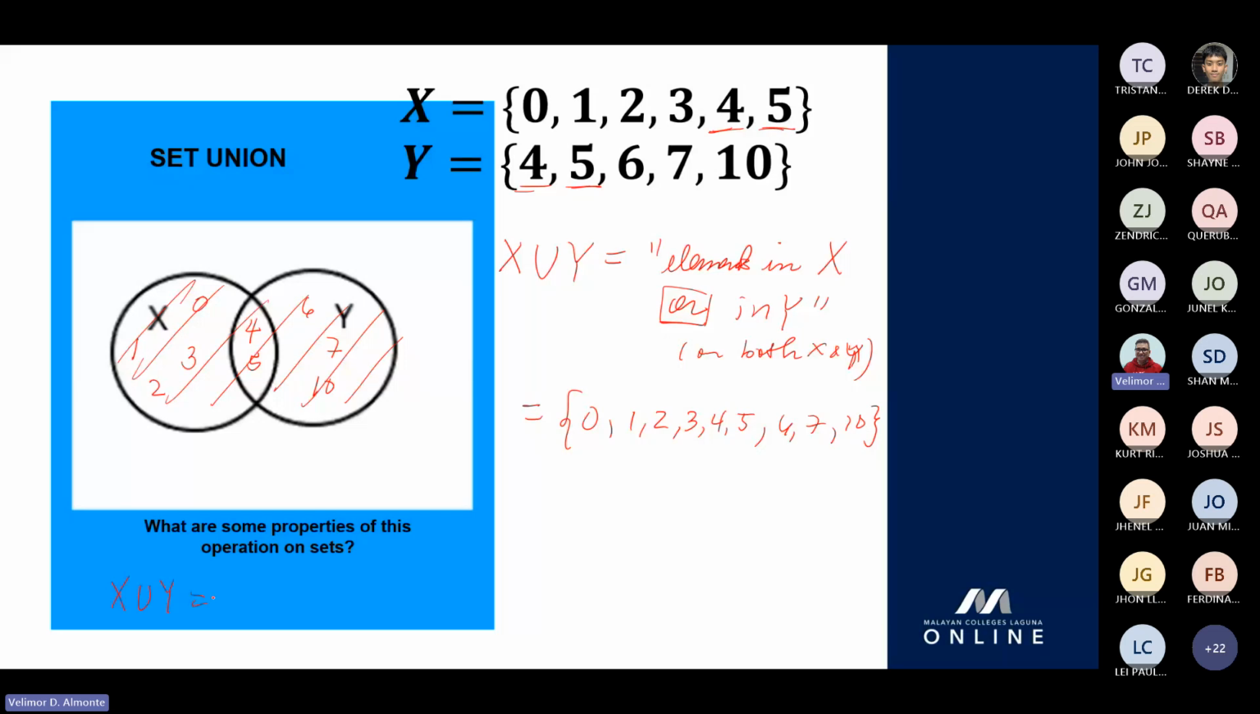Okay? Take note of this property: X union Y is equal to Y union X. The order does not matter. I can swap the roles and you'll give the same result. But also, one more property, number 2: the cardinality of X union Y is equal to the cardinality of X plus the cardinality of Y minus the cardinality of X intersection Y. So we'll deal with that in the second slide.